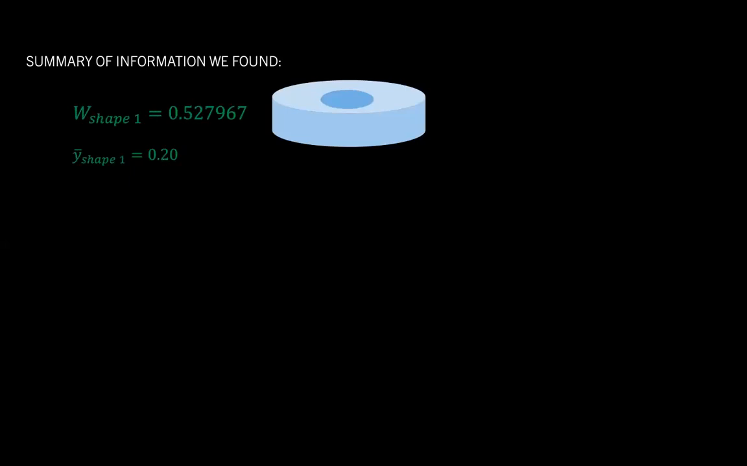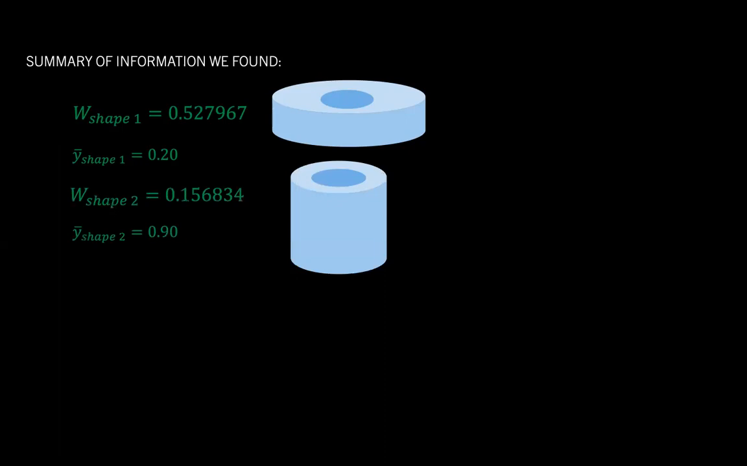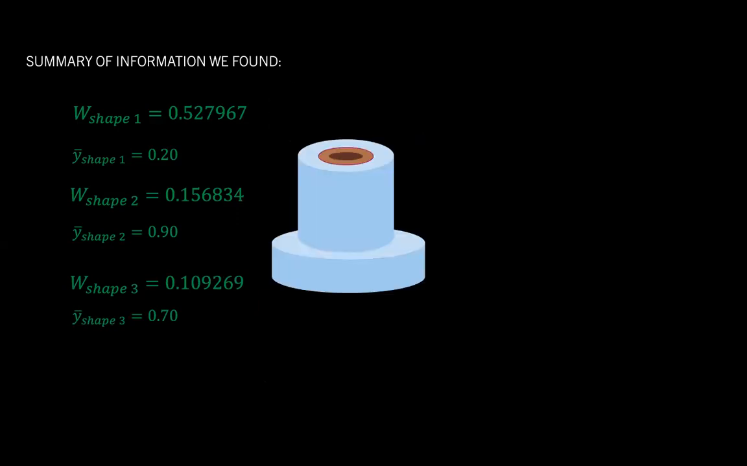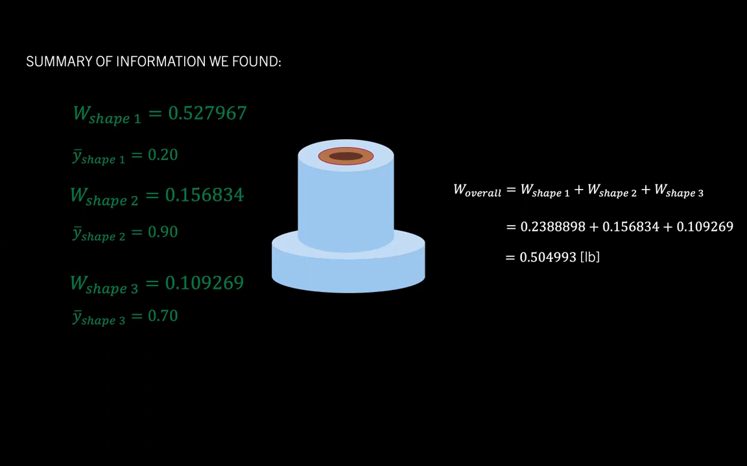A summary of the information we found: the weight of shape 1 and the y centroid of shape 1, the weight of shape 2 and the y centroid of shape 2, the weight of shape 3 and the y centroid of shape 3. All together, we get the shape. And then the overall weight of the whole structure is equal to the weight of shape 1 plus the weight of shape 2 plus the weight of shape 3, and that is equal to 0.504993 pounds.